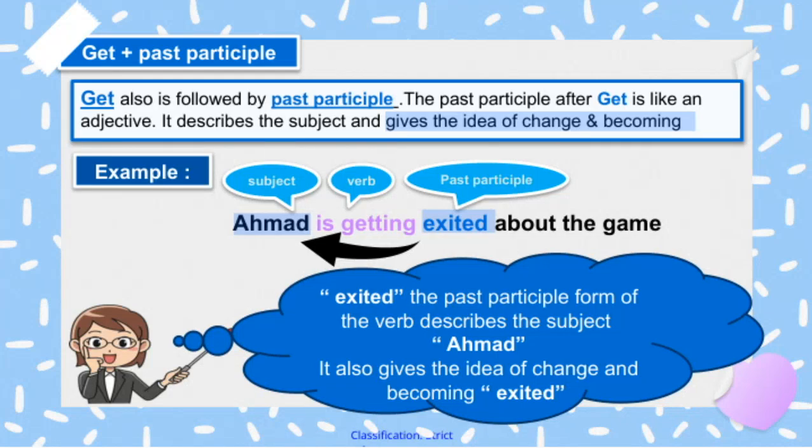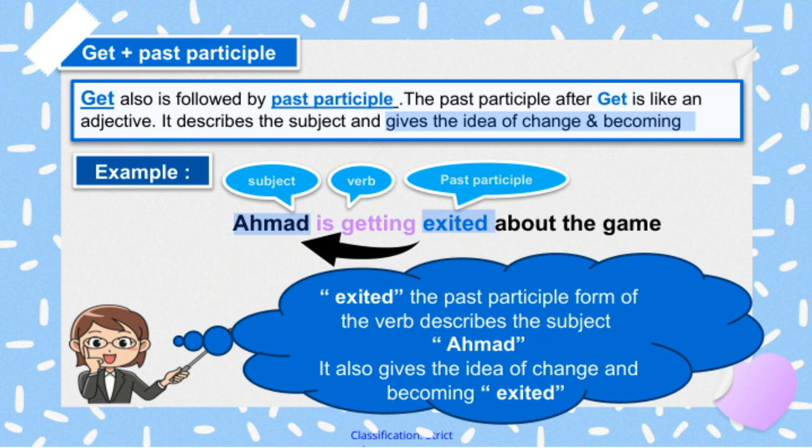Now let's look at the word excited. It's actually the past participle form of the verb to excite. When we use excited in a sentence, it describes the subject, in this case, Ahmad. It gives us the idea that Ahmad is in a state of excitement or that he's become excited about something. This highlights an important concept. The past participle can tell us more about the subject, especially when it conveys a change or a new state.